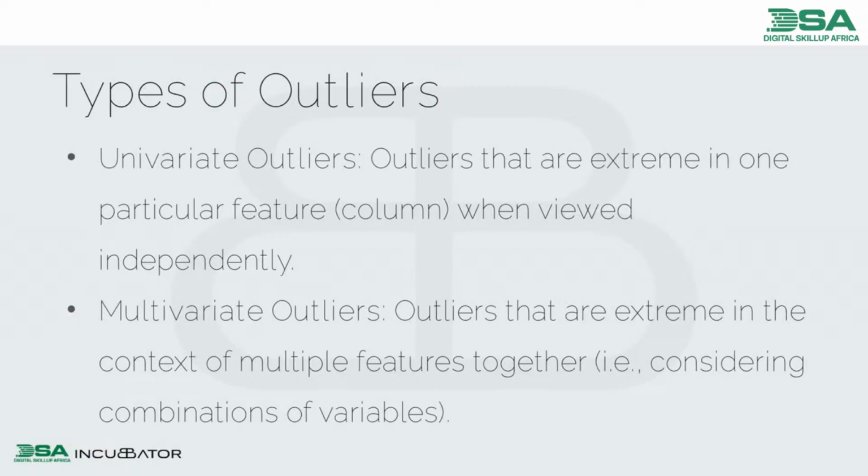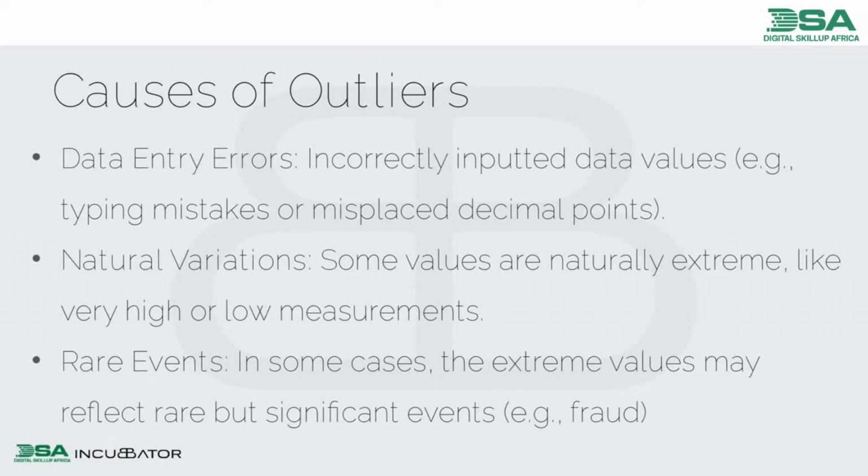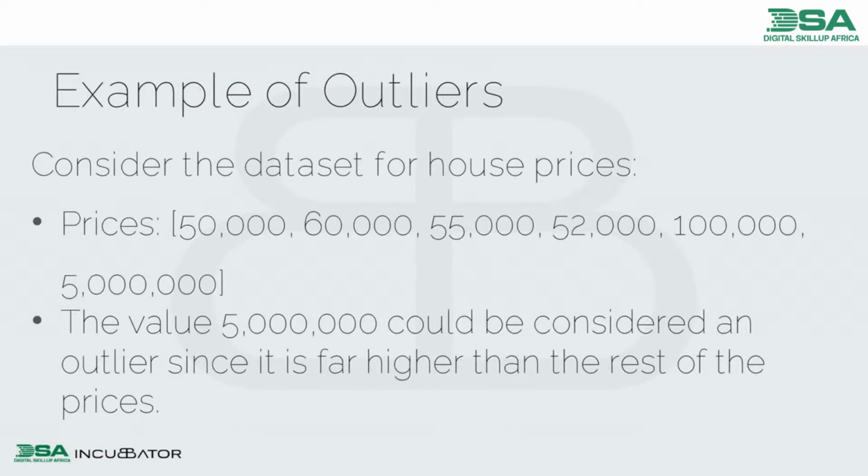Exactly. That's what will help you when you are cleaning your data set. You will find out some things like that, and I will see how you handle them. So what are the causes of outliers? We spoke about them. It could be caused by data entry errors. You could have natural variations, where some values are just extremely high or low. Then you could have rare events, like fraud, maybe there's been mismanagement or something, or it's always rare.